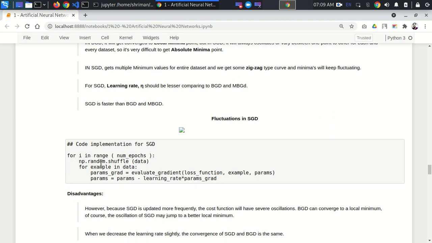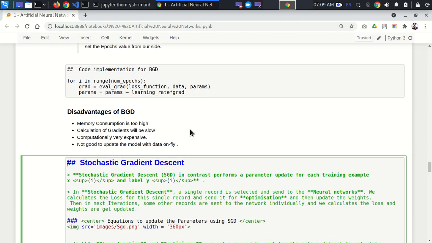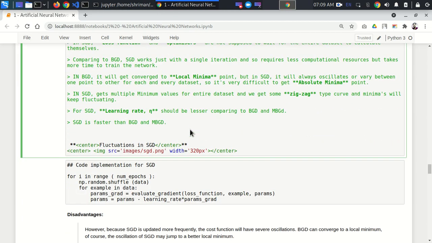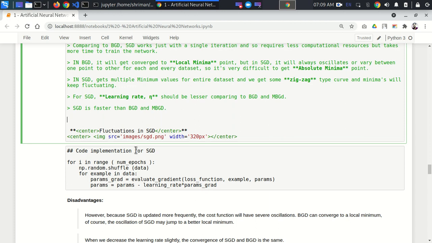This will be the raw code implementation. I don't know why this file is not opening, maybe there is some kind of issue. Let me see what the issue is here. Why is it not opening, images slash sgd.png, what is the problem?